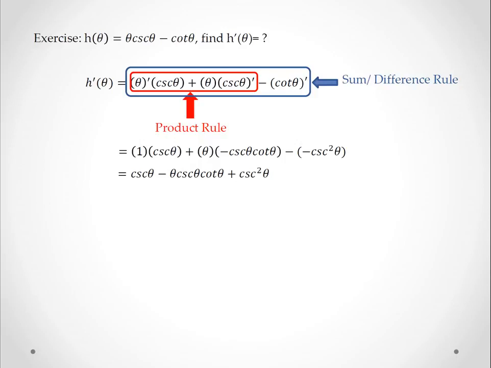Okay, let's go over this exercise. h of theta is equal to theta times cosecant theta minus cotangent theta. So what's the derivative of h of theta? Here, h of theta is a sum and difference, so we can use the sum and difference rule to deal with h prime of theta. But first, we can apply the product rule to find the derivative of theta times cosecant theta.